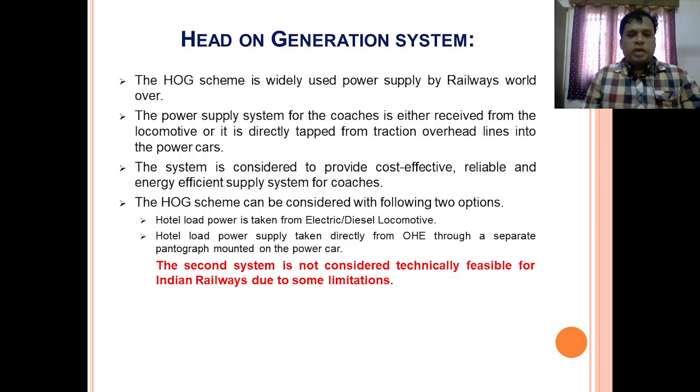The HOG scheme, head-on generation, can be considered with the following two options. That is, the total load power is taken from the electric diesel locomotive, or the total load power supply is taken directly from the OHE through a separate pantograph mounted on the power car. So here two options are there. One, you can use the diesel locomotive, other you can use the overhead line, and whichever is feasible and economical is better suited for the purpose. The second system is not considered technically feasible by Indian Railways due to limitations.